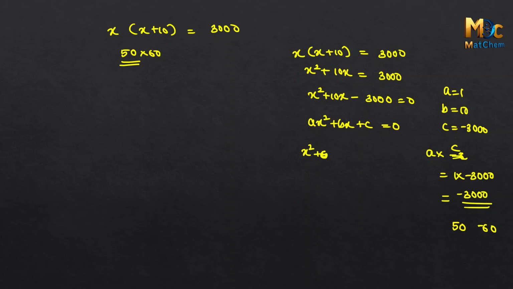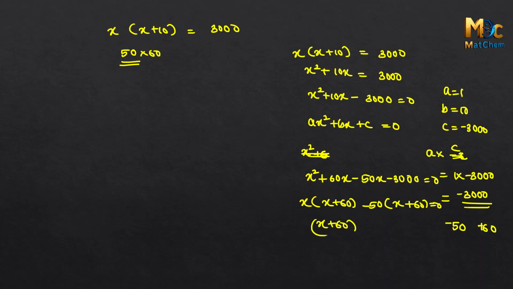The higher number should be positive. So it should be plus 60 and minus 50. So it was a mistake, please correct it. The higher number should be positive, that is plus 60. That is, we can write it as x square plus 60x minus 50x minus 3000 equal to 0. If you take x common, you will get x into x plus 60. If you take minus 50 common, you will get x plus 60. That is, if you take x plus 60 common, you will get x minus 50 equal to 0.